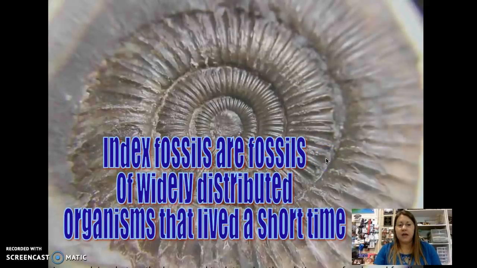are organisms that have, of course, been fossilized, but they were widely distributed, which means they lived over a wide area that can be found in a lot of cases, multiple continents or worldwide, and they lived a short time. Now, short time is going to be narrowed down to like a specific era or a period in geologic time. So short time geologically, maybe a couple million years.